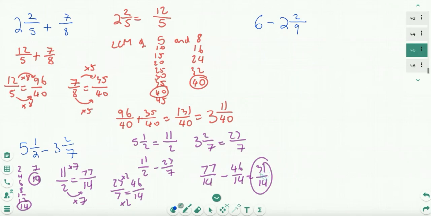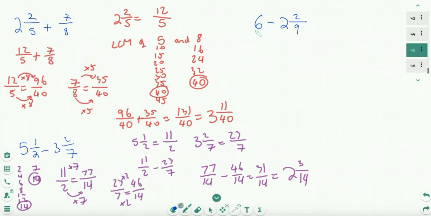This is our answer. If you want, we can change it into a mixed number. So how many 14s in 31? Well, 14, 28. There's 2. 14 times 2 is 28. To get to 31, we add on 3 more, and our denominator is 14. Last one.